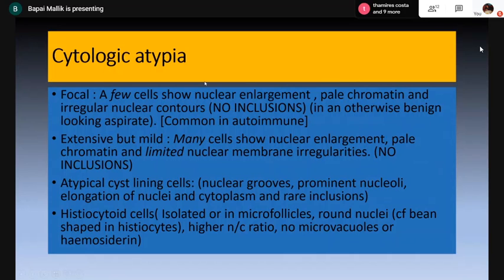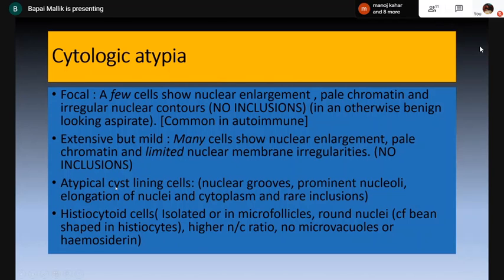So if you see a case of cytologic atypia focal, there should be no inclusion, right? Even in cytological atypia extensive, no inclusion. Otherwise, the aspirate should be benign looking, right? So these are the two major facts as far as cytologic atypia is concerned. The cells show some changes, there are no inclusions, and otherwise, if you look at the aspirate, the rest of the aspirate shows absolutely benign changes. The other things which are included in this group are easier to understand.